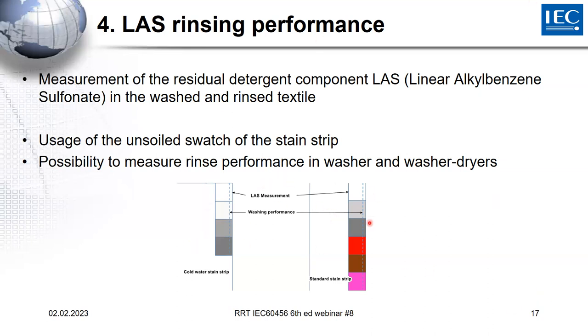I took this just a couple of minutes before the meeting. You can do it with the cold water stain strip and also with the standard stain strip, because on both you have an unsoiled part. There's no unsoiled part in the wool stain strip, but theoretically you can also buy the white unsoiled swatch and add it, and if you want to measure it for wool, you can also do it. But this is not the focus. With the other stains, you measure the washing performance, but with the unsoiled part, you measure the LAS rinsing performance.